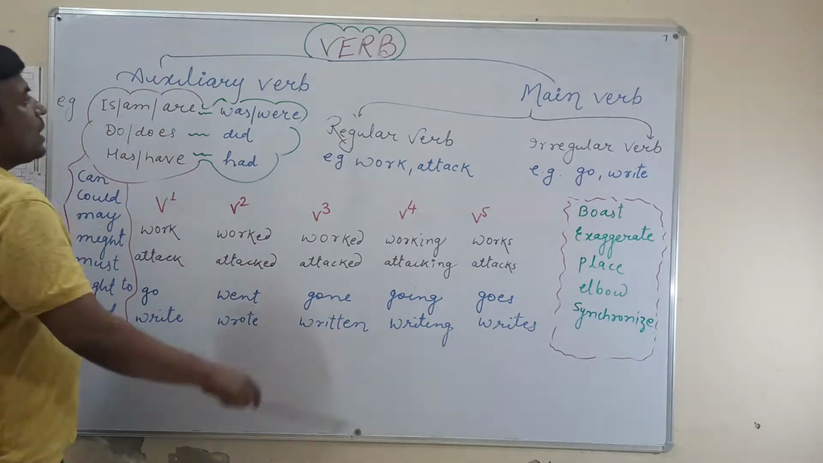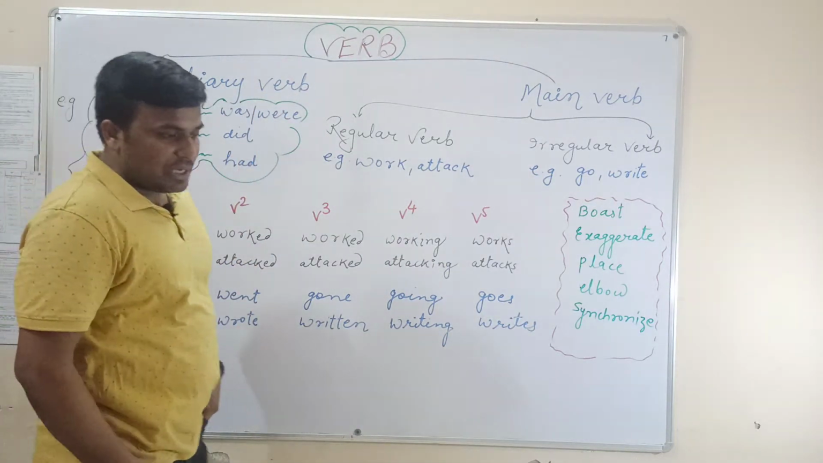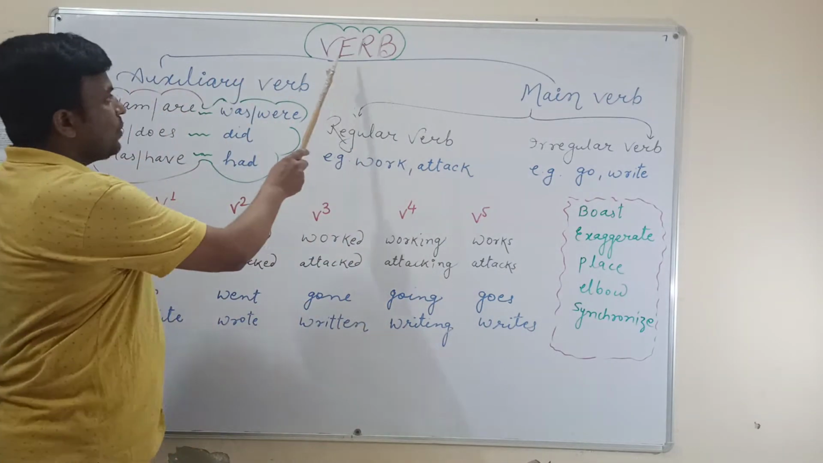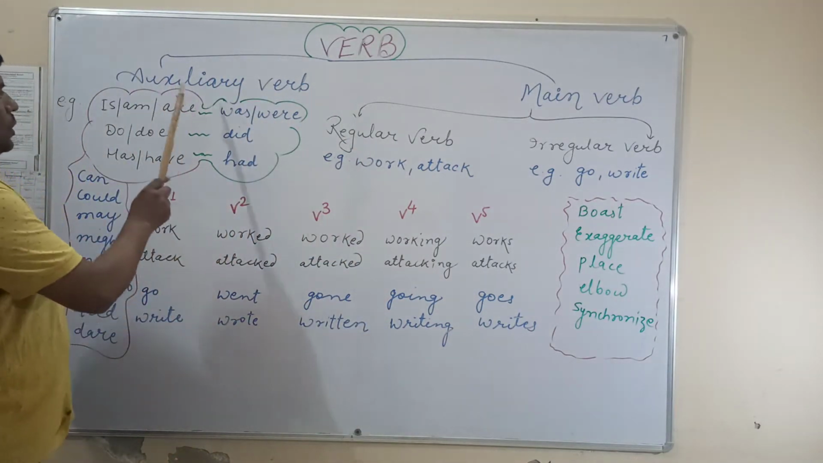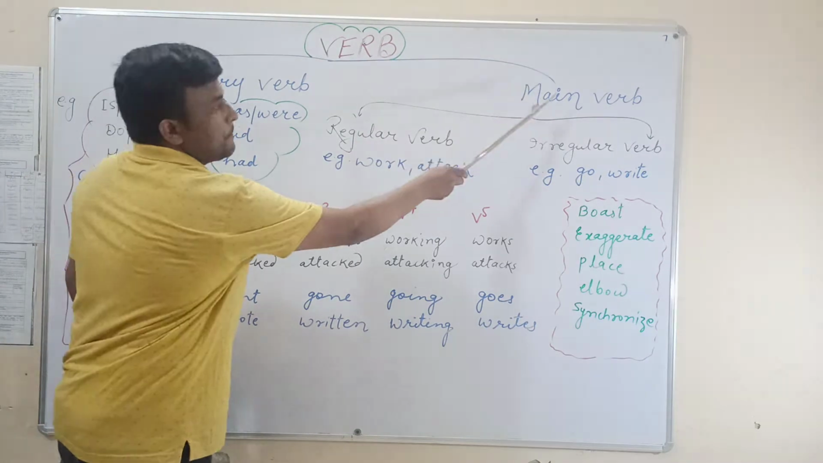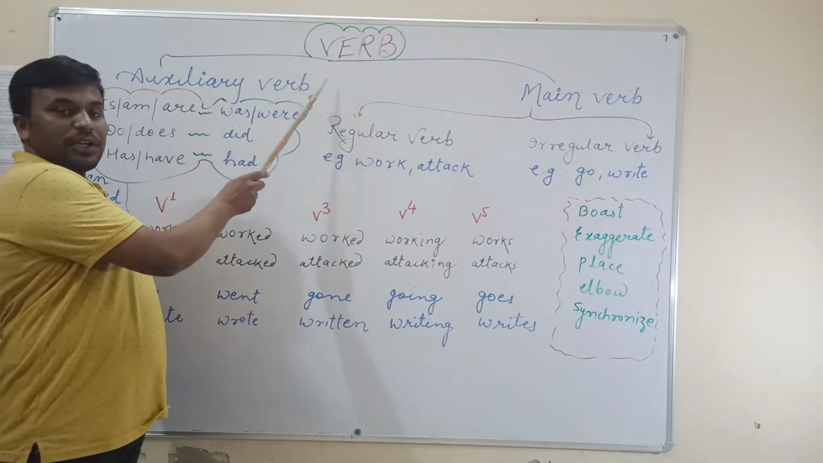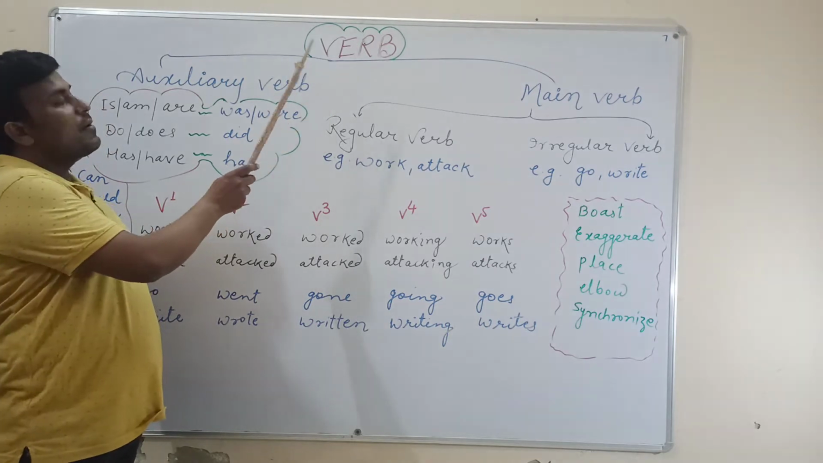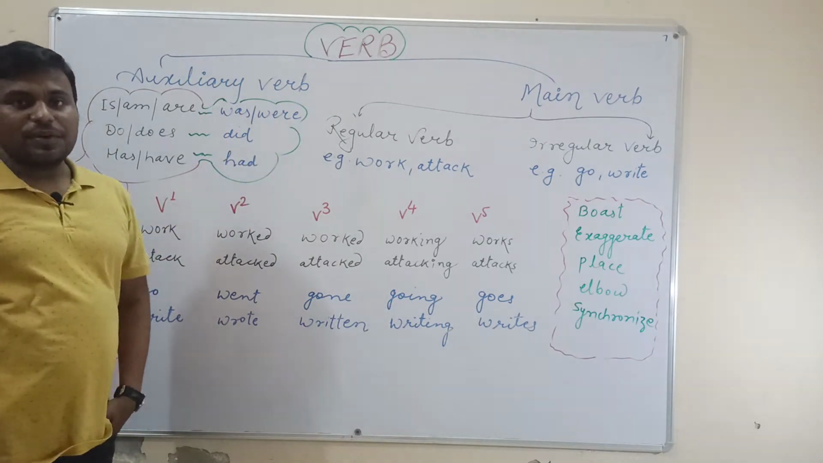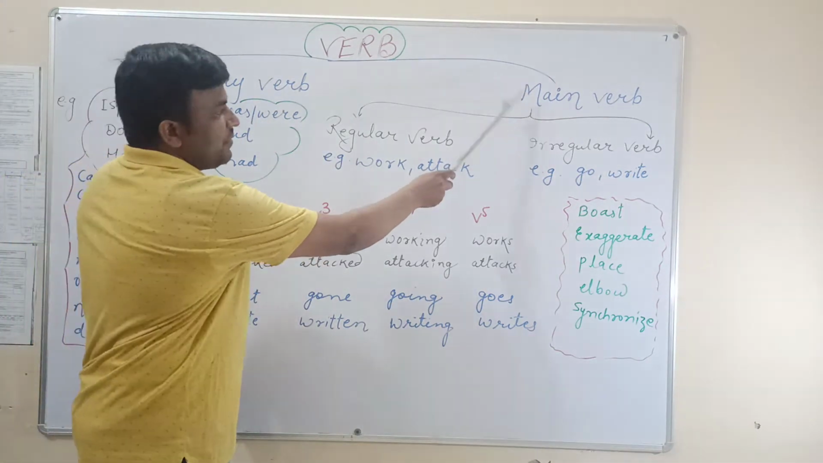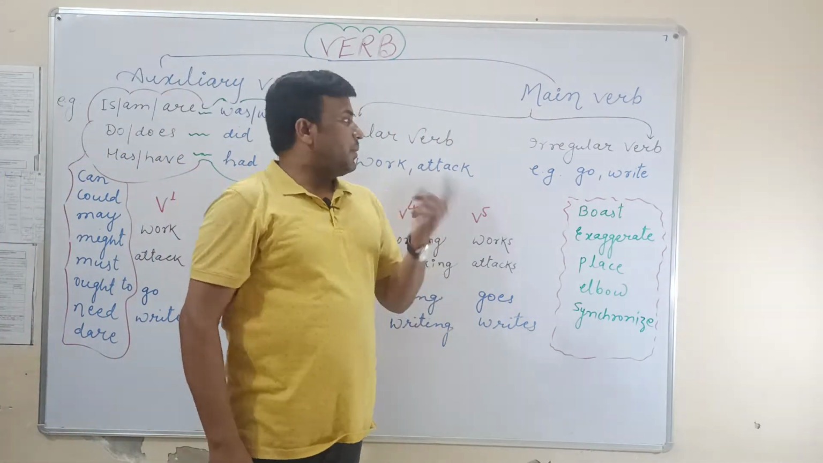Let's begin. Verb is actually an action showing word. Yes, but here verb is of two kinds: auxiliary verb and main verb. Auxiliary verb can also be called supporting verb or assisting verb. Usually it is used as an auxiliary verb. Main verb can be called principal verb.